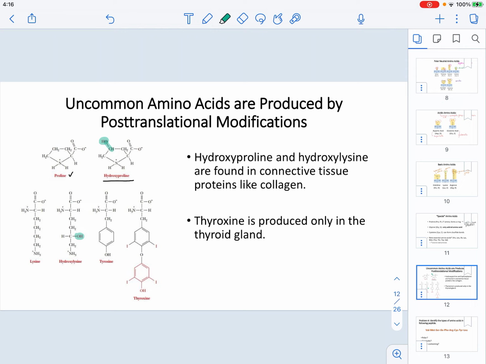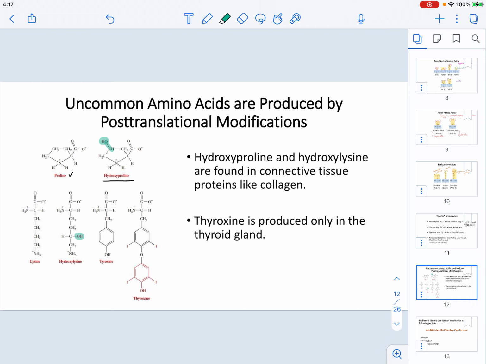For example, we have observed them in collagen. The last uncommon amino acid that is known to be present, as you can see, is tyrosine. And in tyrosine, it is actually a derivative of tyrosine. So what happens is that it is produced only in the thyroid gland.